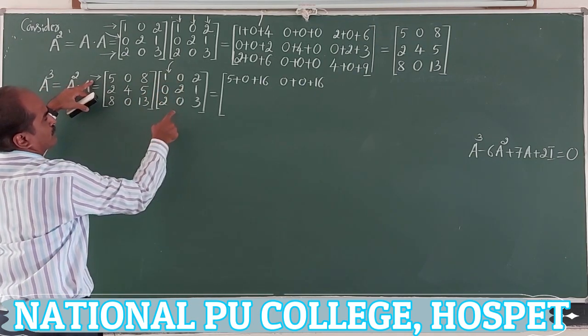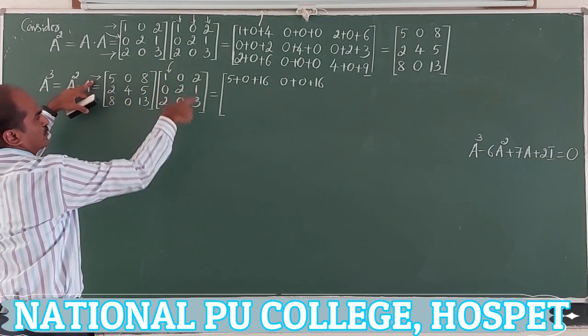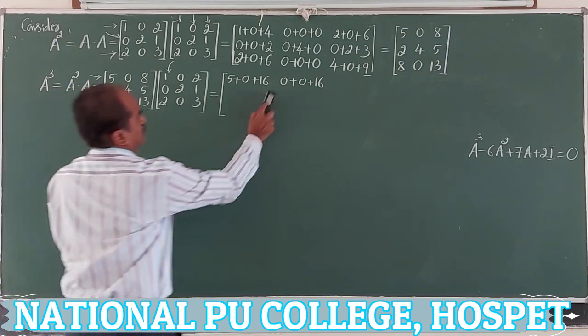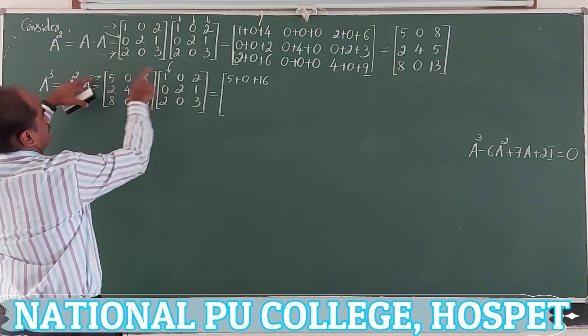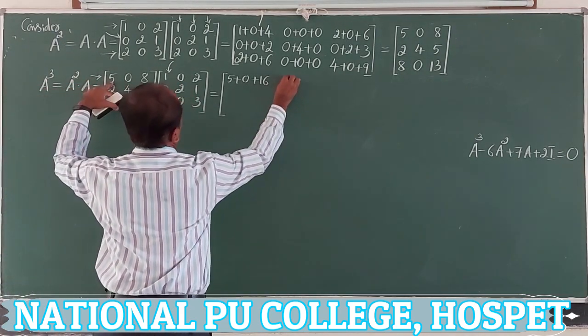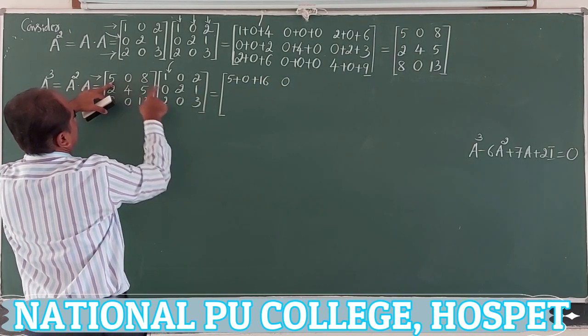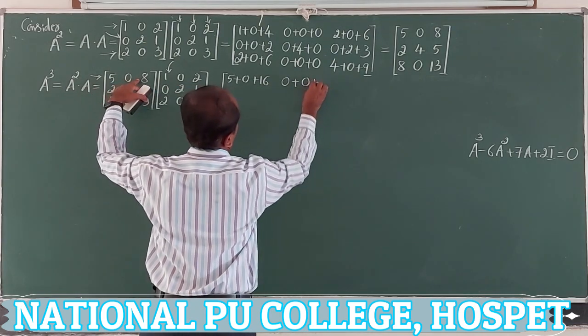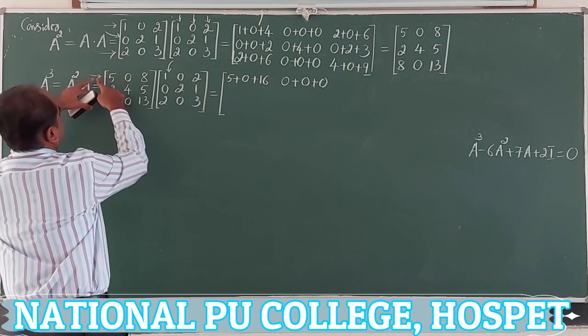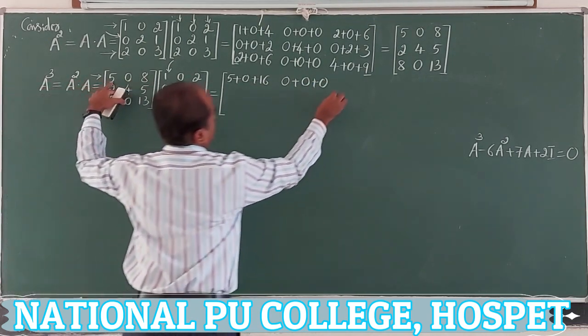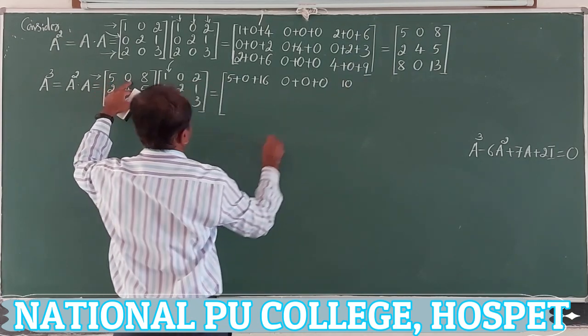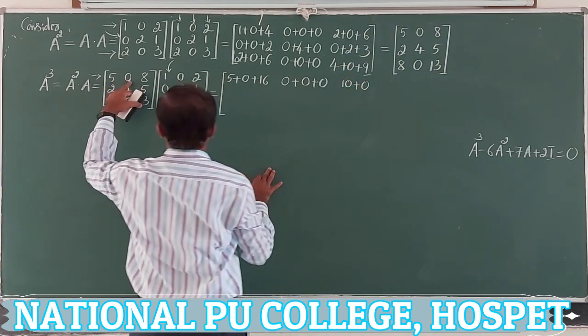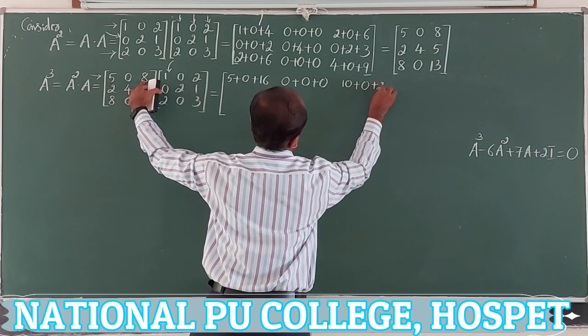First row, second column, 5 into 0, 0, 0 into 2, 0, plus 8 into 0, 0. First row, third column, 5 into 2, 10, plus 0 into 1, plus 8 into 3.